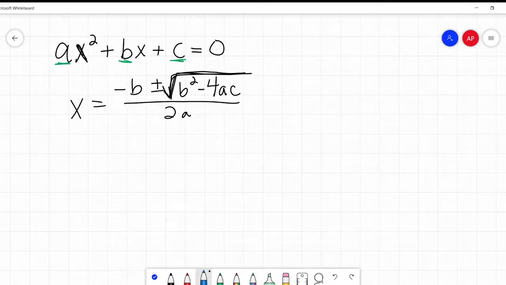So here's an example of one that you could solve with factoring. You absolutely could.